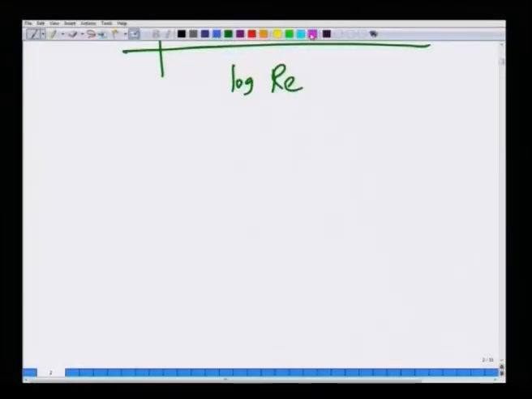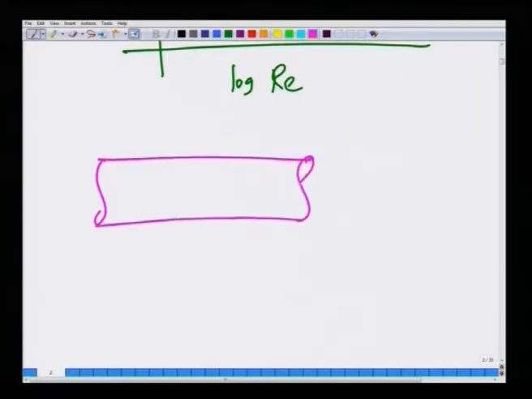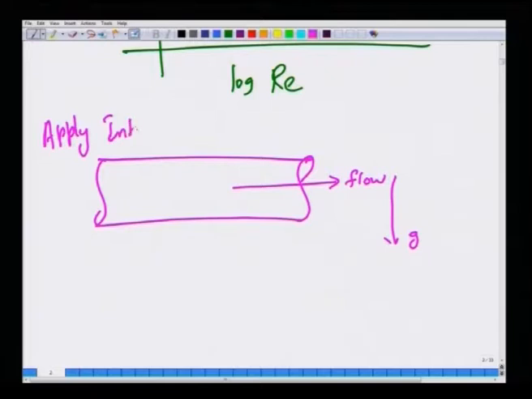Now, once we know the friction factor, then we can estimate the head losses in a pipe. For that, we have to take a straight pipe, where gravity is acting perpendicular to the direction of flow. The flow is in this direction and you apply a macroscopic integral energy balance.